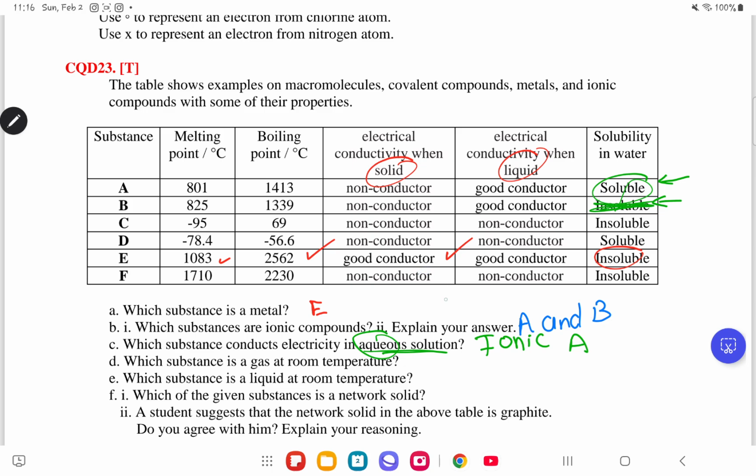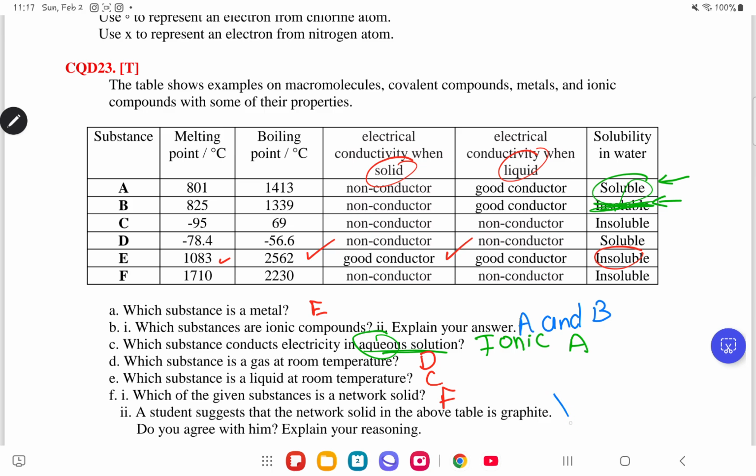Which substance is a gas at room temperature? It's the one that has a really, really low melting point, which is D. Which is a liquid at room temperature? Here it's supposed to have a low melting point but a high boiling point, so it's gonna be C. And finally, which of the following is a network solid? I believe it is F, because it has a very high melting and boiling point, and it's a non-conductor in all states.